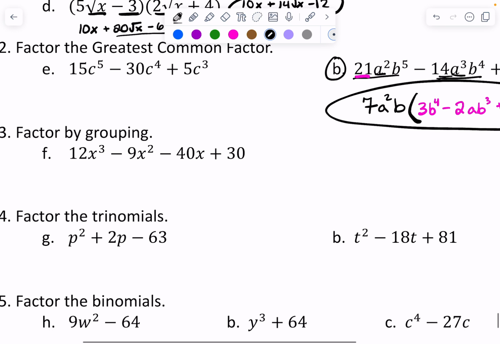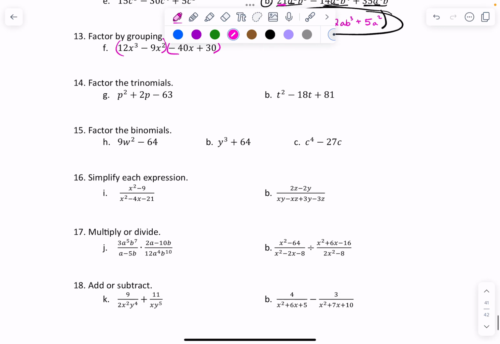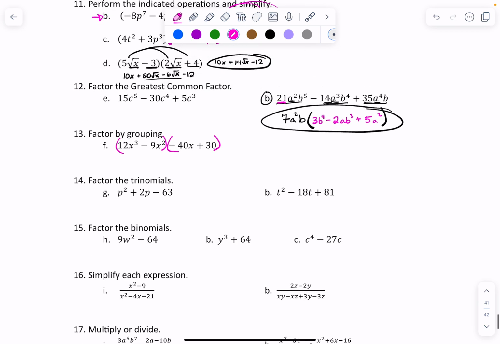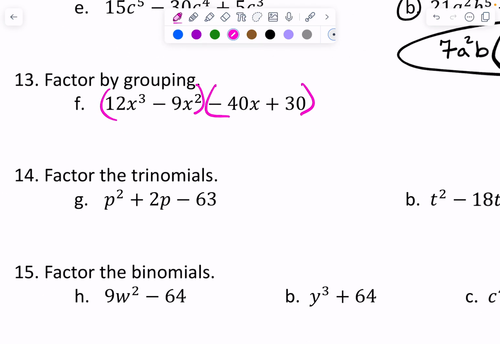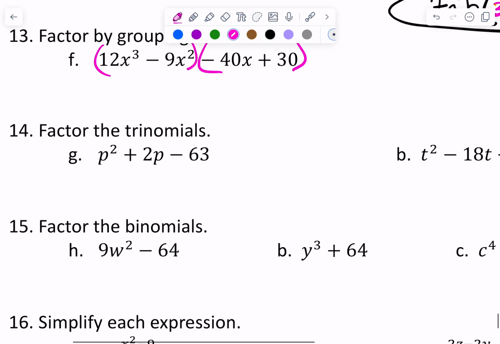All right, factor by grouping. Factor by grouping. This is this thing, right? Okay. Do I do a factor by grouping down here? Yeah, I'm going to let you try factor by grouping on your own, okay? You try that one, because since there's only one of those. This one, factor the trinomials.